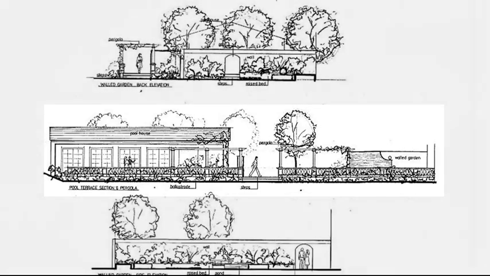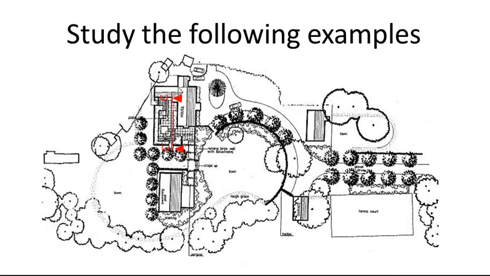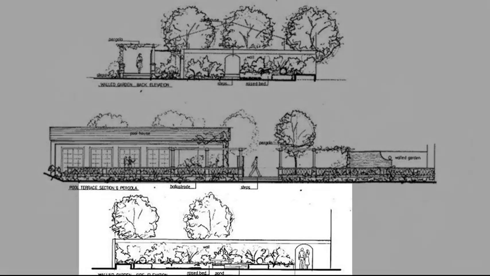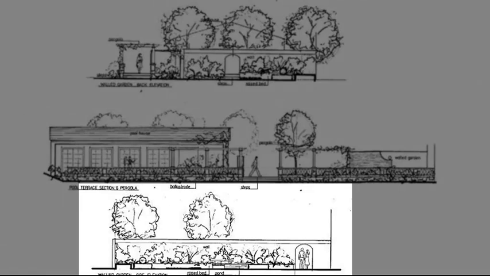Finally, the last section shows the walled courtyard garden looking back from the house. Here you can see the wall, the planting, the raised beds, 2 trees behind the wall, and the gate into the back garden.